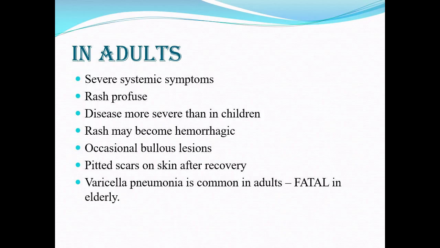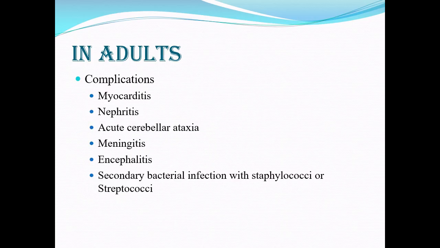Sometimes there can be bullous lesions. The surrounding lesions can join together and become a bulla. They can be pitting, and there can be varicella pneumonia, which is not very common in children but is common in adults. And if it happens in advancing age, it can also prove to be fatal.